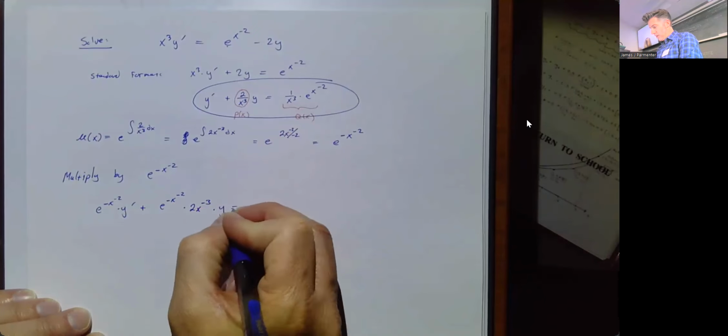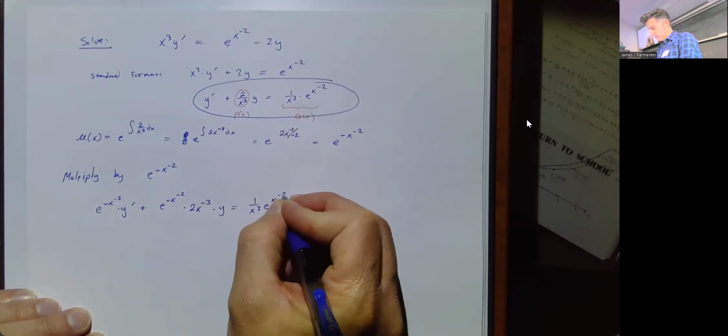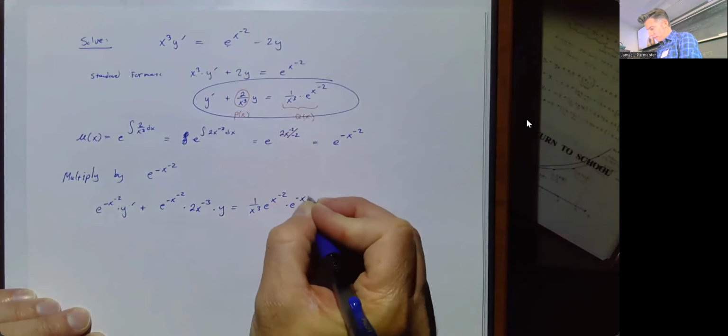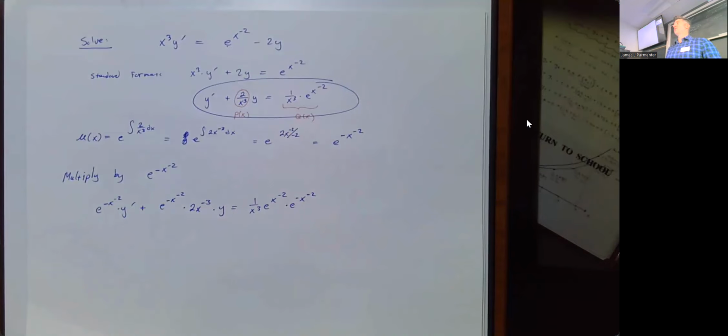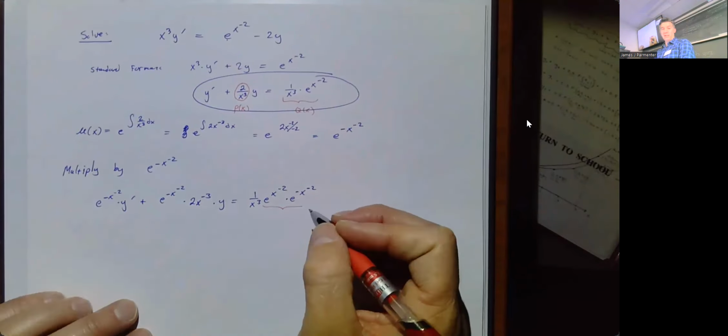times y equal to 1 over x cubed times e to the x to the negative 2 times e to the negative x to the negative 2. And we should definitely simplify that. That is going to be e to the 0, which is 1.